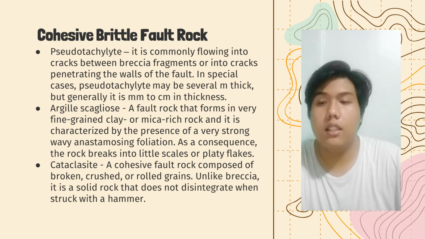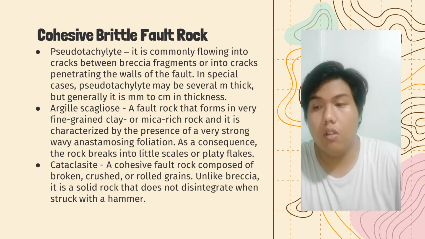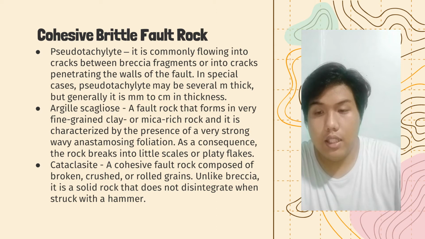Cataclasite is a cohesive fault rock composed of broken, crushed, or rolled grains. Unlike breccia, it is solid rock that does not disintegrate when struck with a hammer.